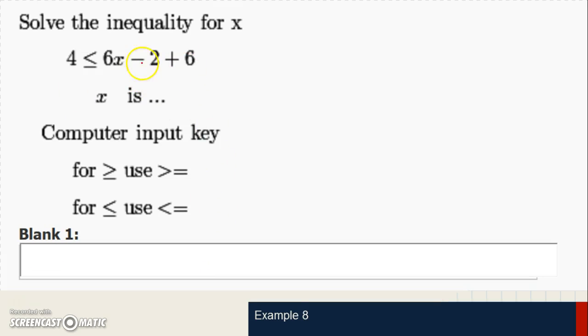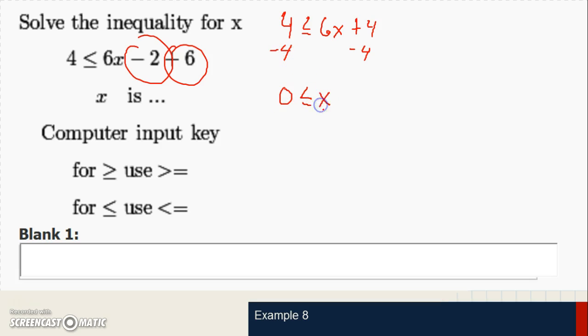Again, I have a multi-step equation here, and I need to simplify my like terms. So here is a constant, here is a constant, and I end up with 4 is less than or equal to 6x plus 4. My inverse operation is to subtract 4. And I have 0 is less than or equal to 6x. I divide by 6. 0 divided by 6 is 0, is less than or equal to x. I need the x on the left-hand side, because that's how it's written here, x is. So x is greater than or equal to 0. And I'll go ahead and put it in that way. Greater than or equal to 0.